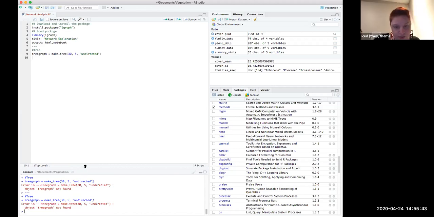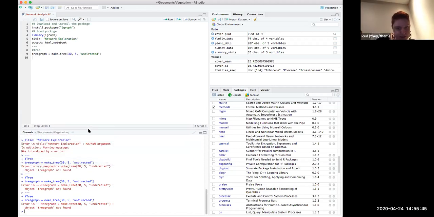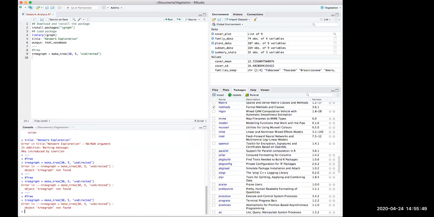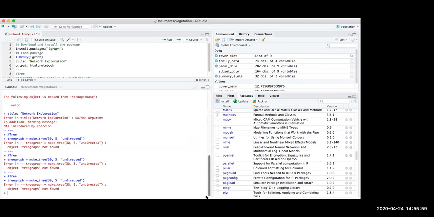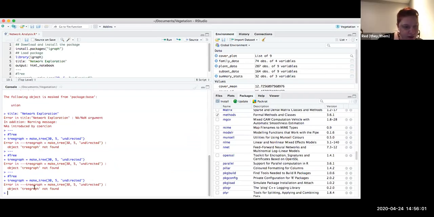Ah, okay. Can you make it bigger? Because I can't quite see the bottom. Okay. So let me see. Hold on, let me make it bigger. Can you see the bottom now? Yes. Okay, cool. So can you copy and paste that tree graph equals?